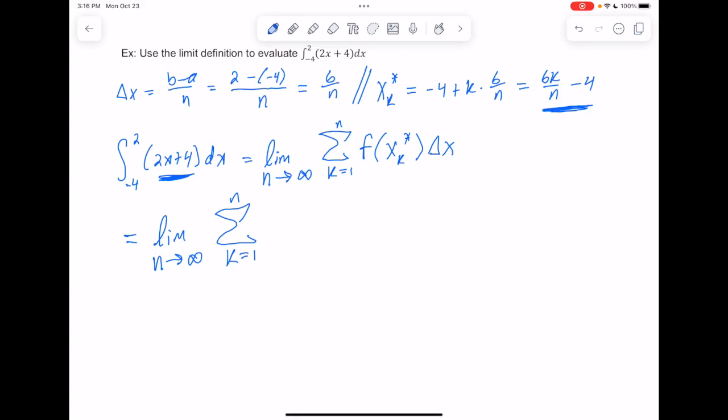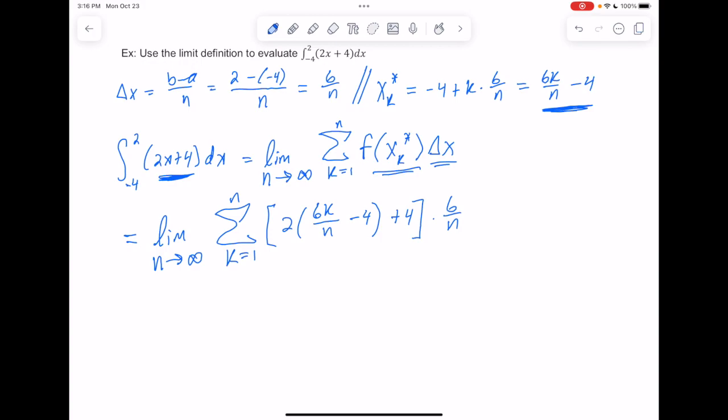So it's going to become 2 times x, but in place of x, we're going to put our xk star. So 6k over n minus 4. That's just the 2x piece. I still need the plus 4 piece. So that takes care of f of xk star, and now I need delta x, but delta x is 6 over n. So now we've got it set up, and we want to just start trying to simplify it.